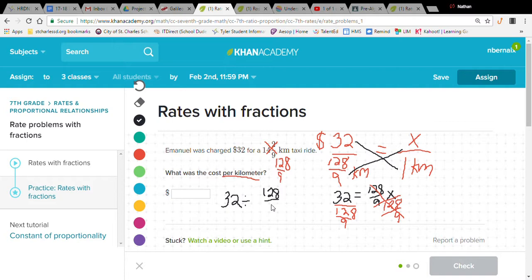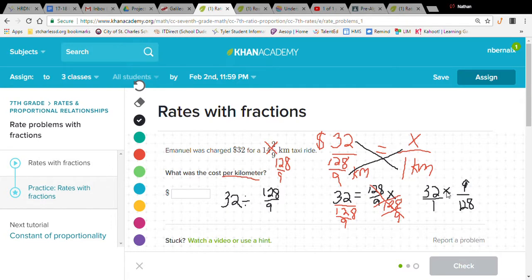And we know that that means the same thing as 32 times 9 over 128. All I did there was keep flip change. So 32 divided by 128 over 9 means the same thing as 32 over 1 times 9 over 128. I kept this the same, changed this from divide to multiply, and flipped the fraction.